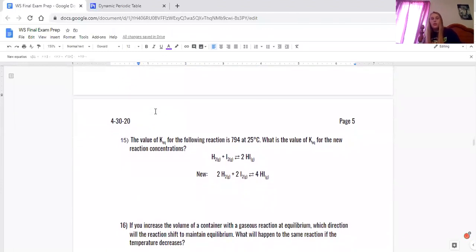If the value of KEQ for the following reaction is 794 at 25 degrees Celsius, what is the value of KEQ for the new reaction concentrations? So we're going to look at that and we're just going to kind of see how they compare. So if you think of your KEQ, like we talked about a minute ago, it's the same equation as it would be for if you had the Q value up there, it's just at equilibrium. So it's going to be our products over our reactants. And you're going to look at the difference here. So everything is just doubled. So we can just go ahead and put in a 2 for everything.